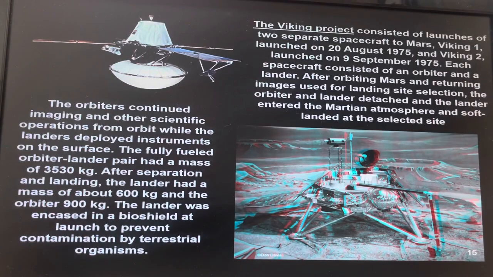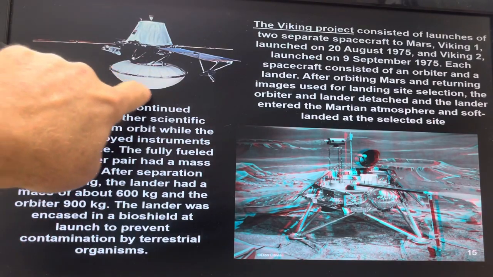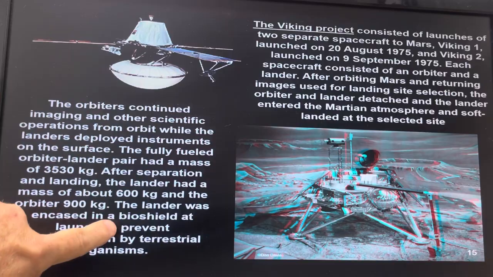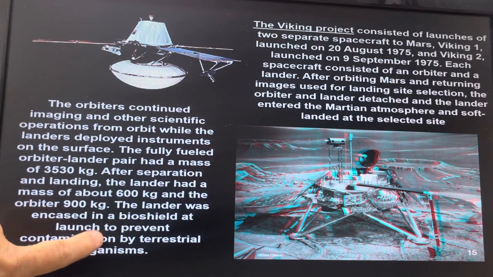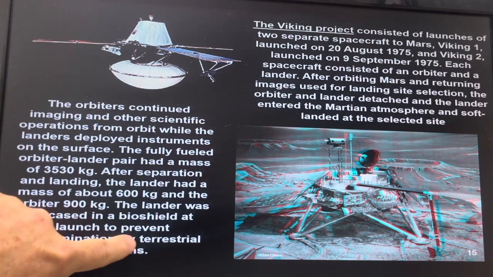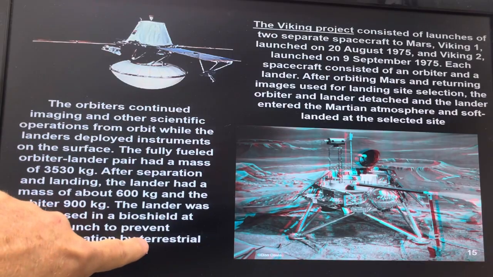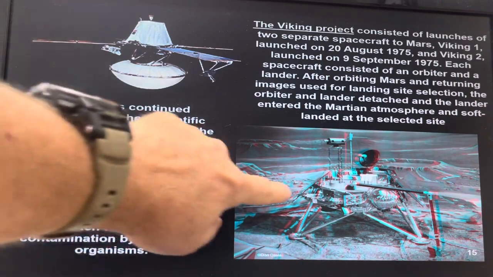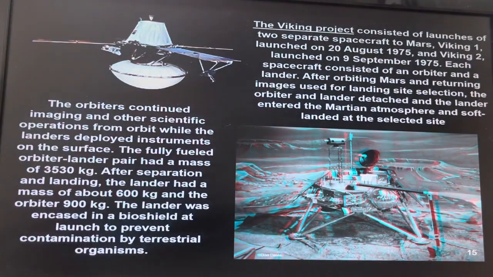And the lander had a bioshield around it. And this is one of your questions. The bioshield prevented contamination by terrestrial or Earth organisms. So we're looking for life on another planet, right? We didn't want to infect the other planet with germs, bacteria, microbes from our planet. Because then we'd be like, oh, look, we found bacteria. No, we brought that bacteria with us from Earth. We don't want that to happen.